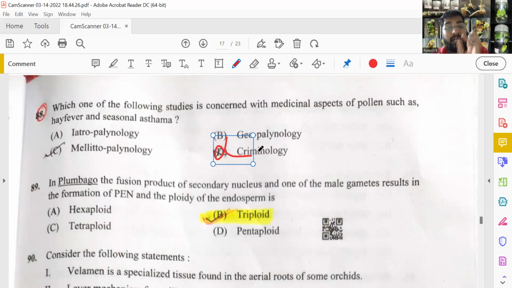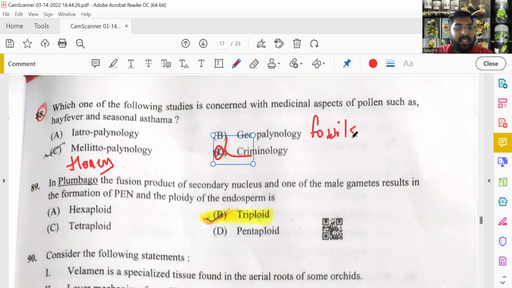Now, the study of pollen grains in honey is called Melitto or Melissopalynology. This is with respect to honey. And geopalynology means the pollen grains that are found in fossilized forms, in petroleum products, where the pollen grains will be trapped. That is called geopalynology.